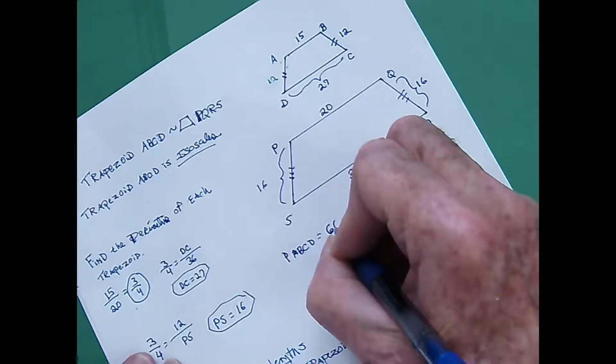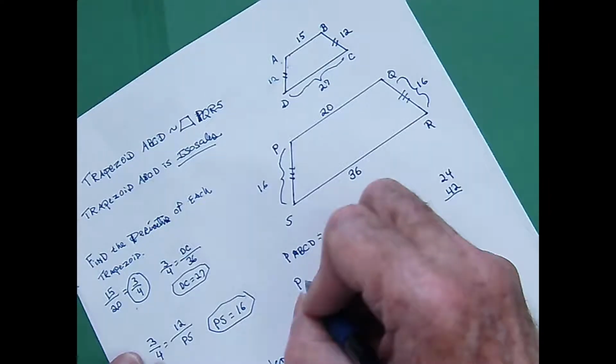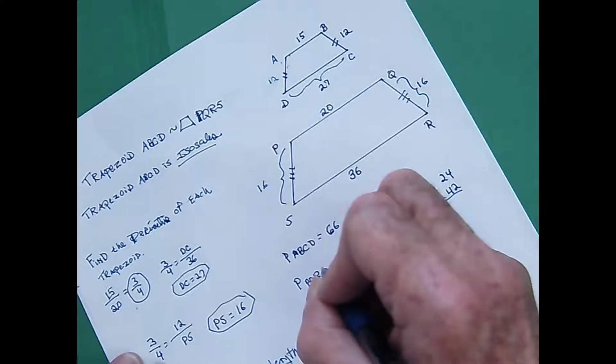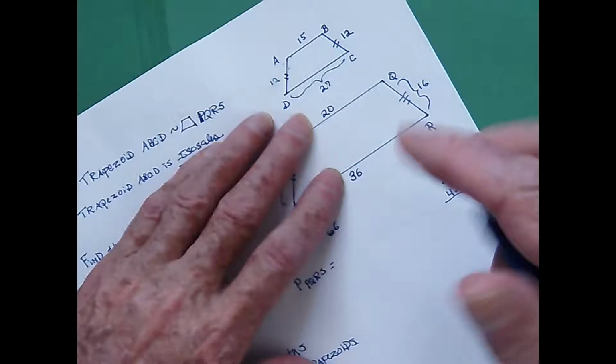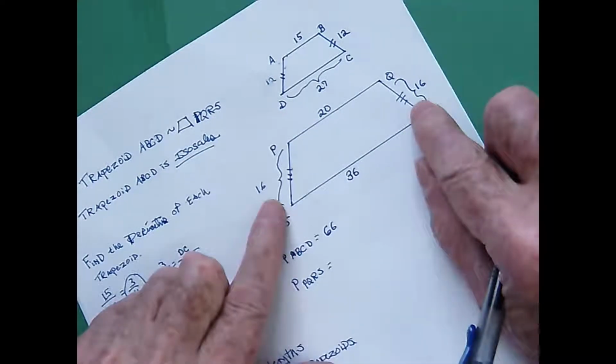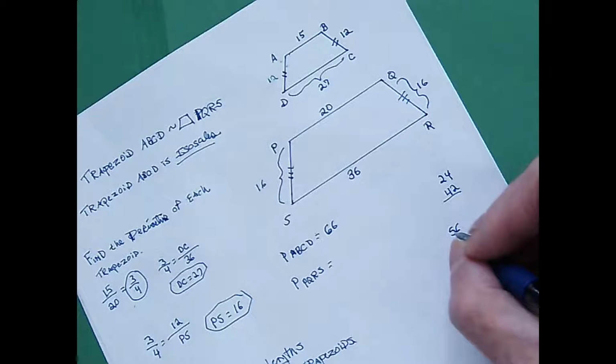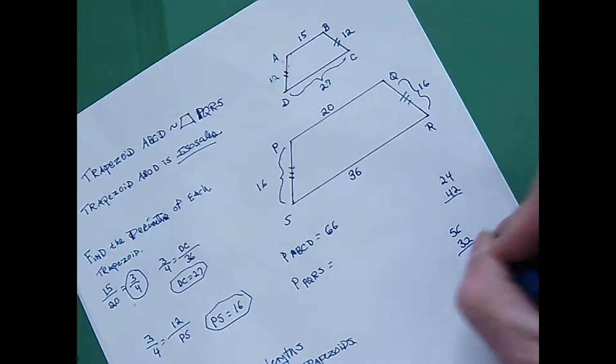I'm going to go for the perimeter of the large one, PQRS. And I see 20 and 36, there's 56. And 16 and 16 is 32. And 56 and 32 makes 88.